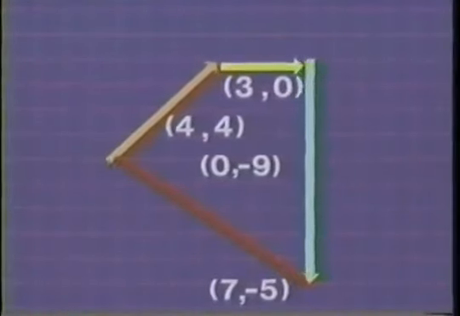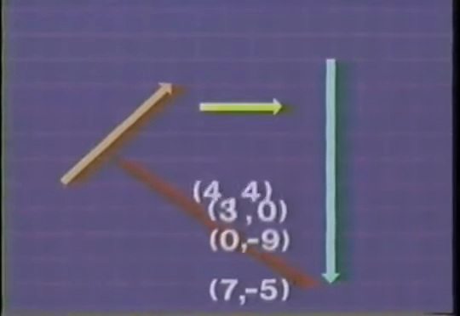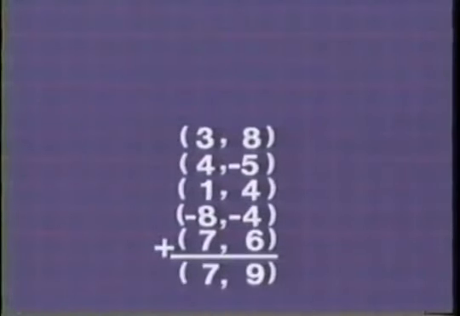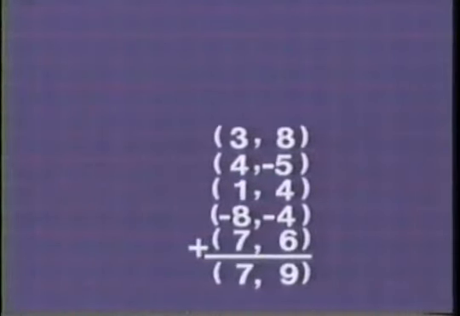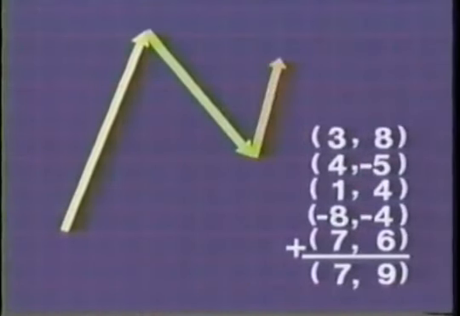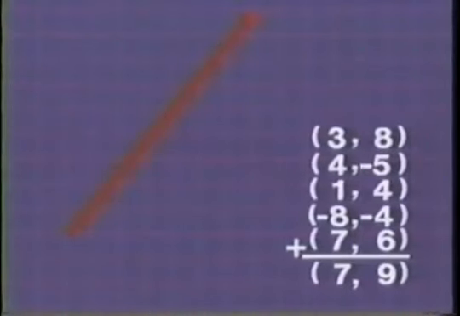So ordered pairs allowed us to find the resultant without actually having to move vectors around. Any number of vectors can be added if their ordered pairs are known. Here, the resultant vector will be 7, 9. Of course, if we'd taken the trouble to draw all 5 vectors, the resultant could be found. But why bother when adding ordered pairs is so quick and easy?